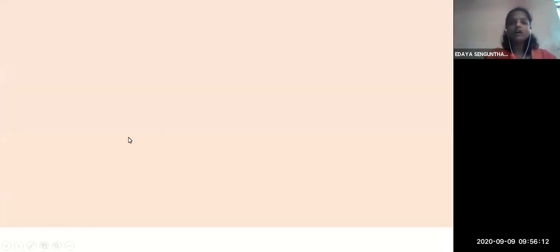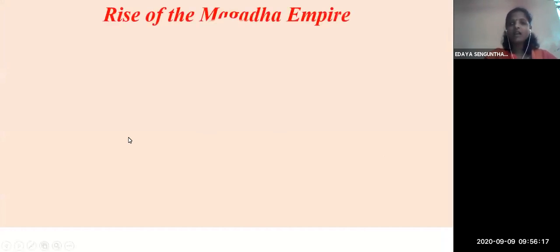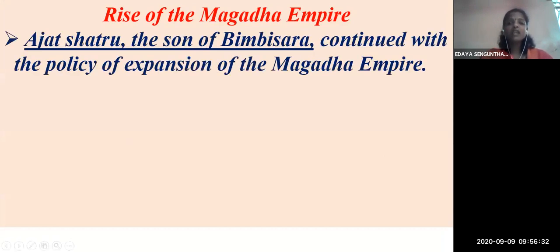So now we will learn about Magadha. Rise of the Magadha Empire. As we just read, Kosala, Avanti and Vatsa, every Janapada merged into Magadha. So Magadha turned into an empire. Empire means a vast kingdom. Now a new king's name, that is Ajatashatru, the son of Bimbisara. Ajatashatru continued the policy of expansion of the Magadha Empire.